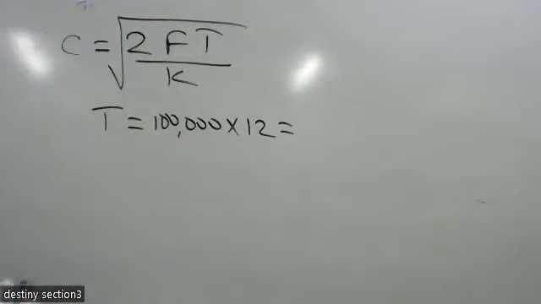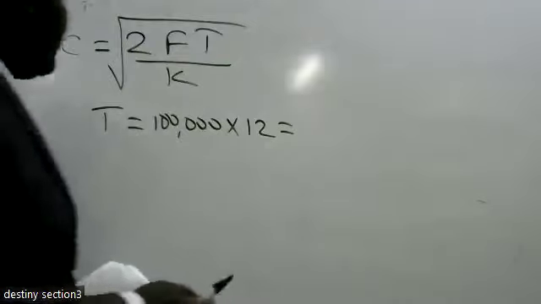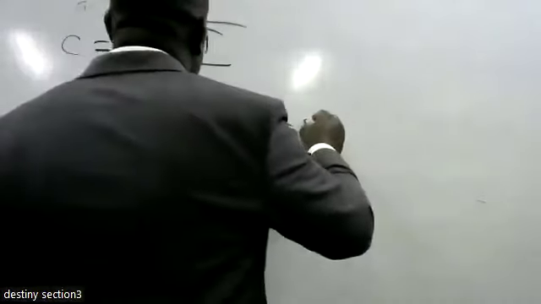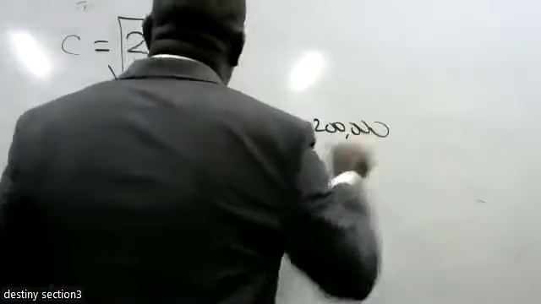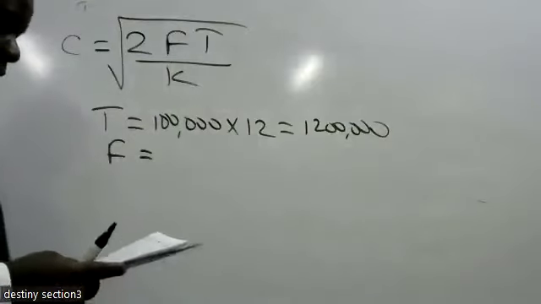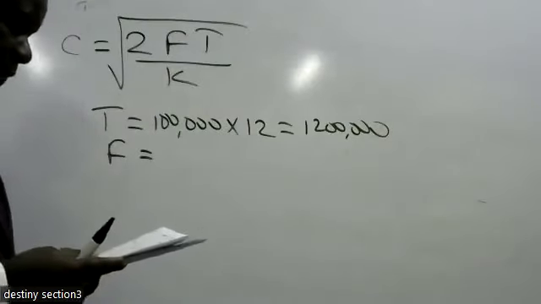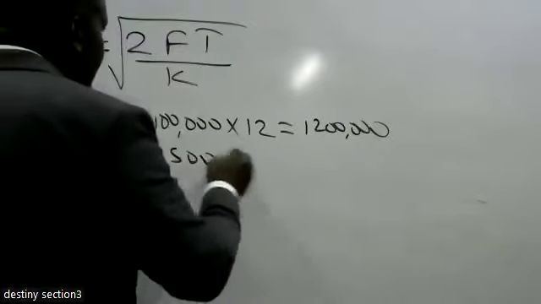The total cash required in a year, because the interest rate has been given per annum. So that amount will give us how much? 1.2 million. Then F is given. F, they gave you how much? They're going to give you 500.